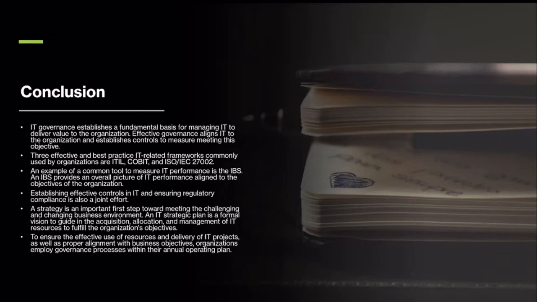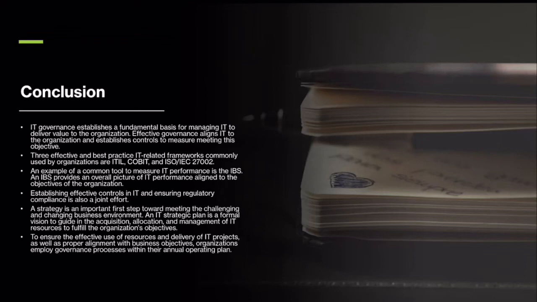Establishing effective controls in IT and ensuring regulatory compliance is also a joint effort. Well, controlled technology is a result of an organization that considers controls a priority. Organizations need to include controls in system requirements to make this happen. We also discussed strategy as an important first step toward meeting the challenging and changing business environment.